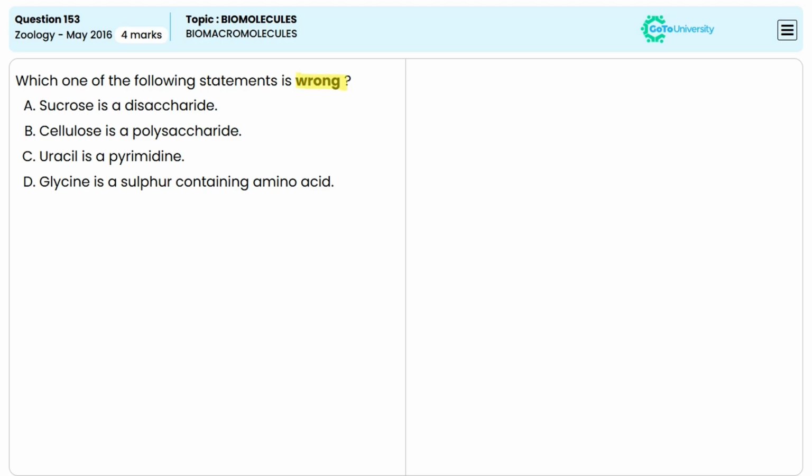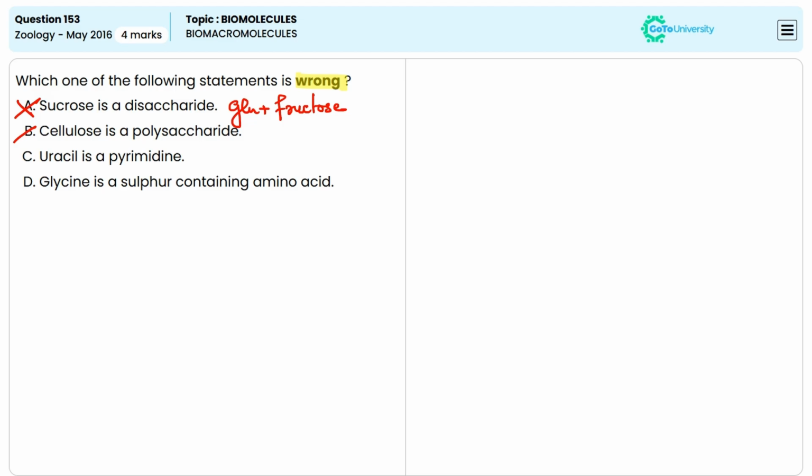statements is wrong. Option A, sucrose is a disaccharide. This is a correct statement. Sucrose is a disaccharide composed of glucose and fructose connected together by a glycosidic bond, and that means option A is an incorrect answer. Option B, cellulose is a polysaccharide.